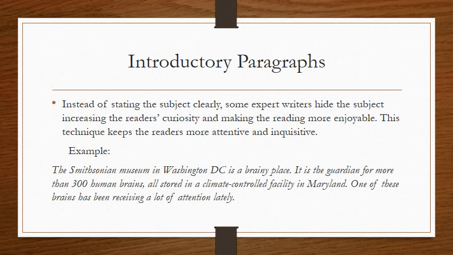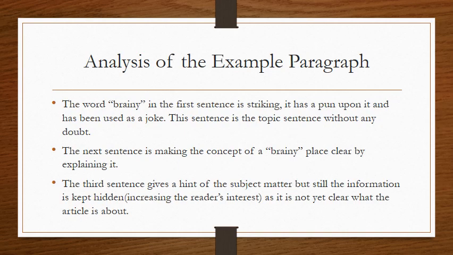Students, let's discuss how this paragraph is constructed. In this way, we are going to analyze the construction of this paragraph. The word brainy in the first sentence is striking. It is inviting our attention. And if we read it carefully, we can notice that it has a pun upon it, means double meaning, and it has been used as a joke.